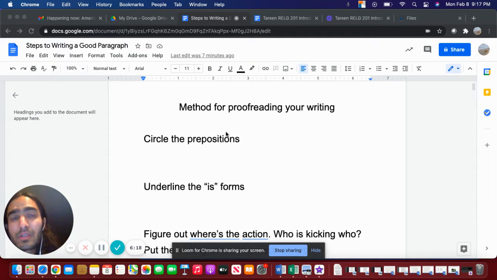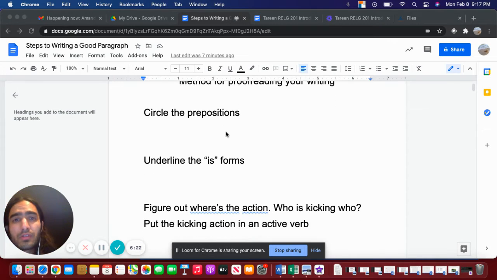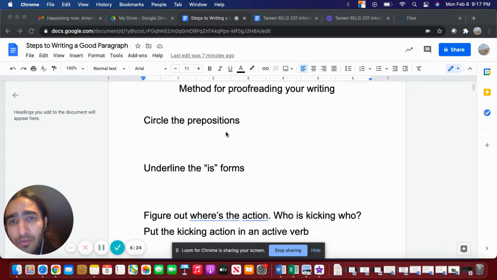So it's kind of a diagnostics toolkit, like a toolkit for a doctor: what do you need to do in your surgery to fix your sentence? First of all, you want to circle the prepositions. Prepositions are words that we often clutch to and rely heavily upon when we are just not so sure about what we're trying to say.